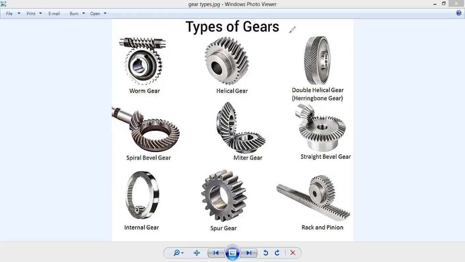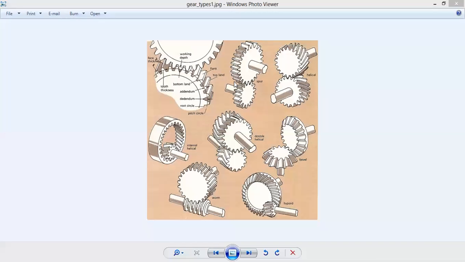Okay, we'll see one more picture. So this is another view for this. The gear has got different nomenclature, and that is not required for you all. All you need to know is that this is called the teeth of the gear.